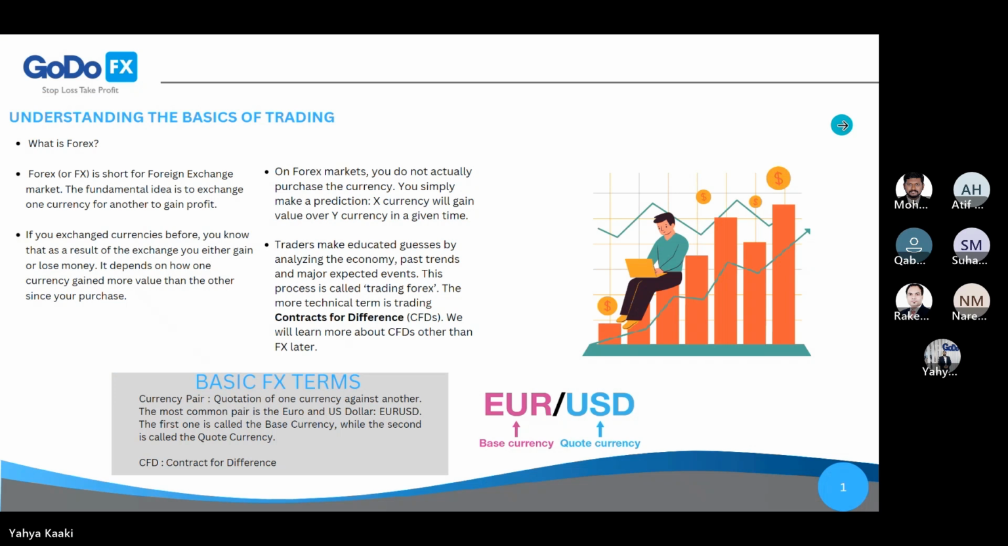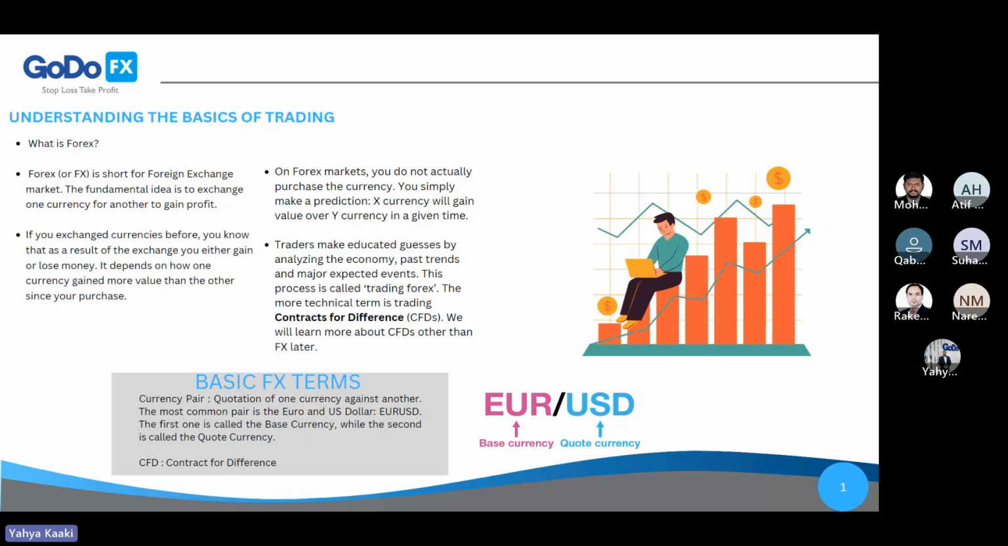The word Forex came from foreign exchange. It is when you exchange a currency for another in order to gain profit. For example, if you go to the money exchange and you take your money with you and exchange it on the spot. The difference between a money exchanger and Forex exchange is that one is on the spot and one allows you to have predictions.